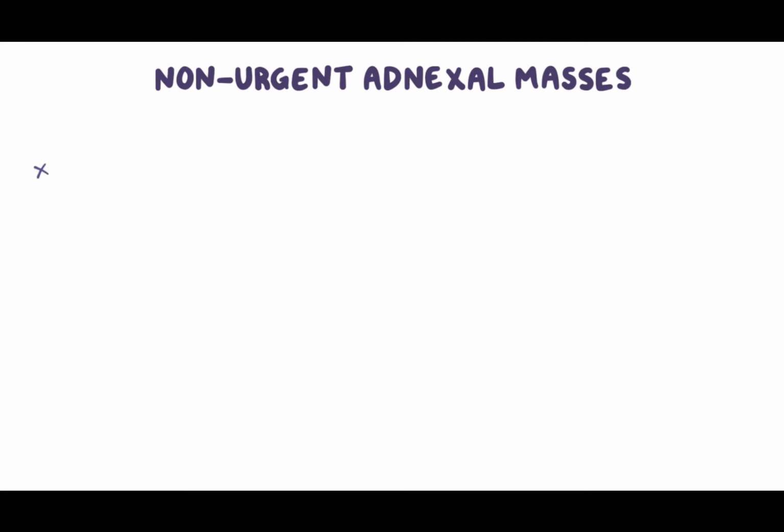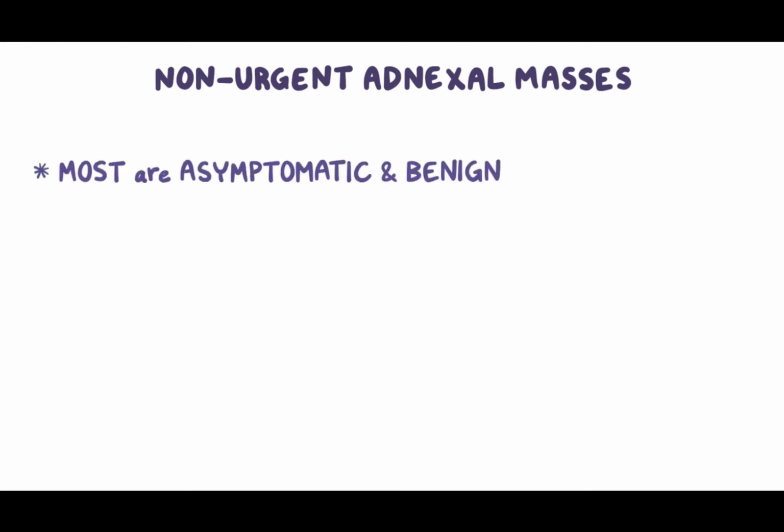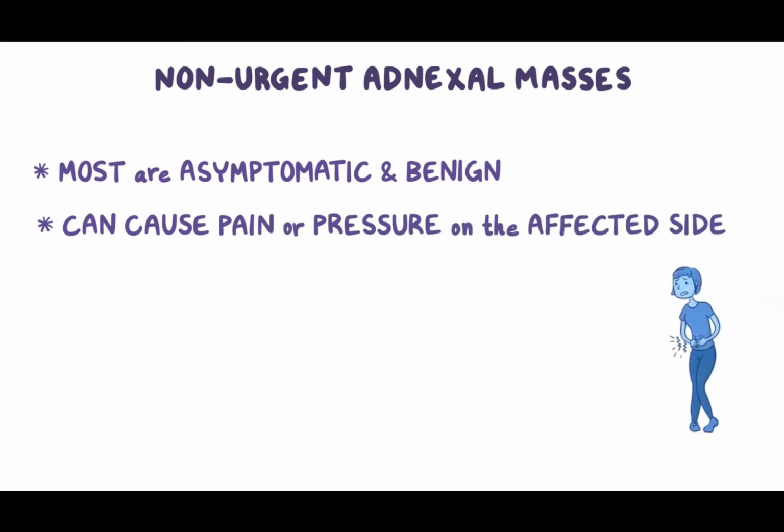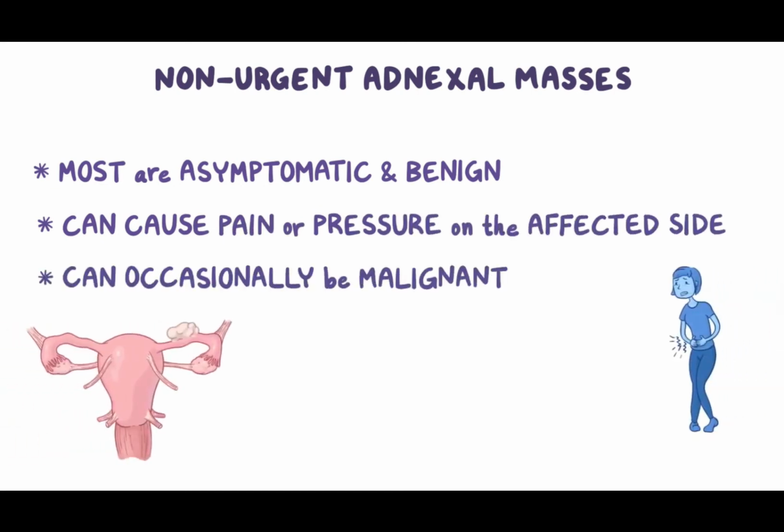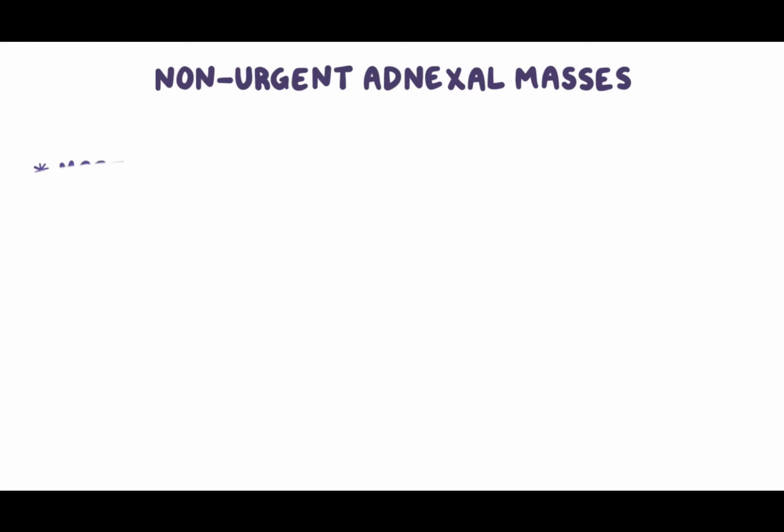Alright, so now let's look at non-urgent adnexal masses. Most are asymptomatic, benign ovarian masses, but they can sometimes cause pain or pressure on the affected side, and can occasionally be malignant. Broadly speaking, ovarian masses are either simple or complex cysts.